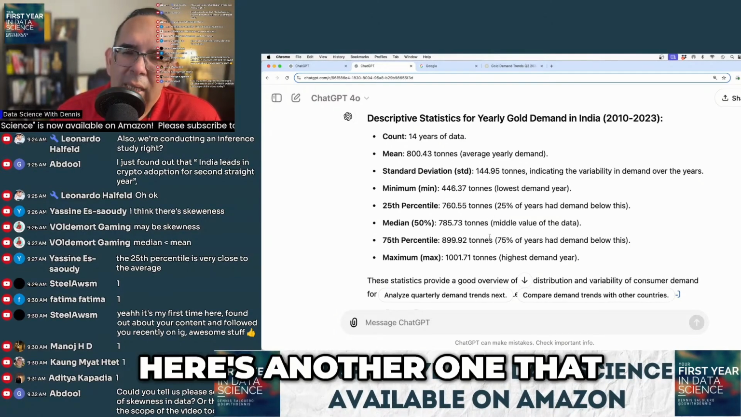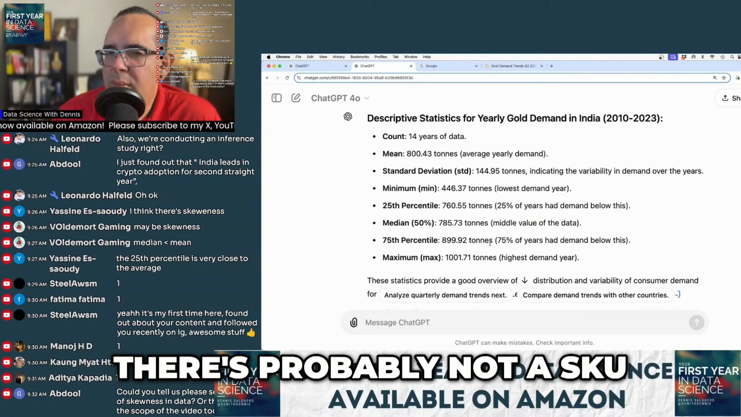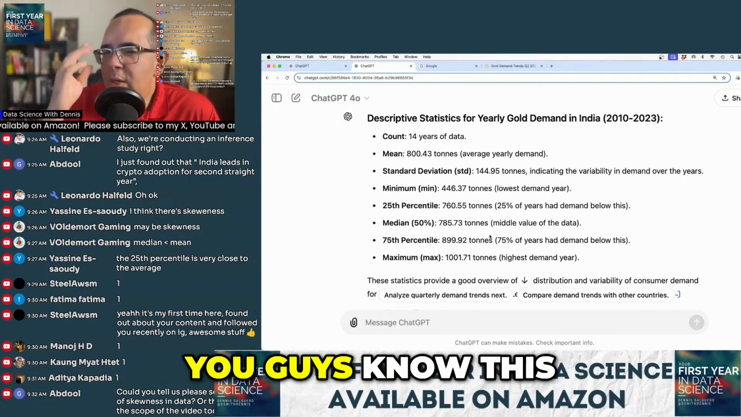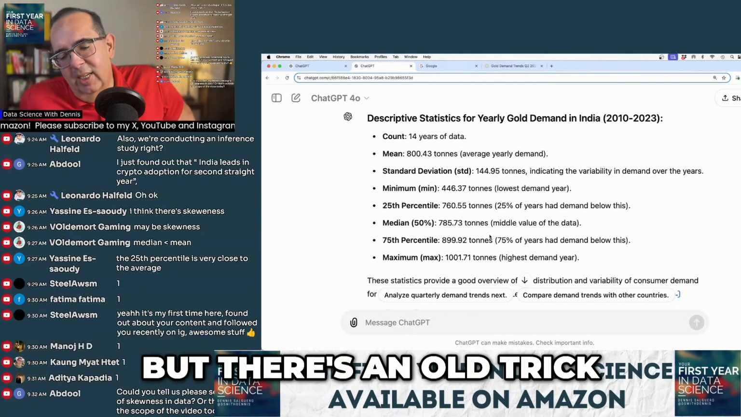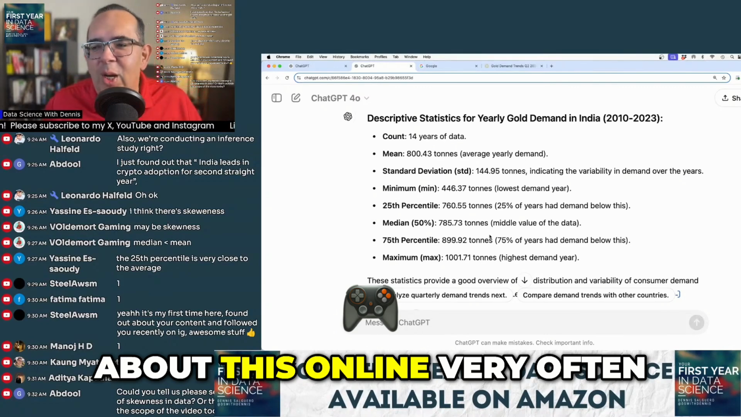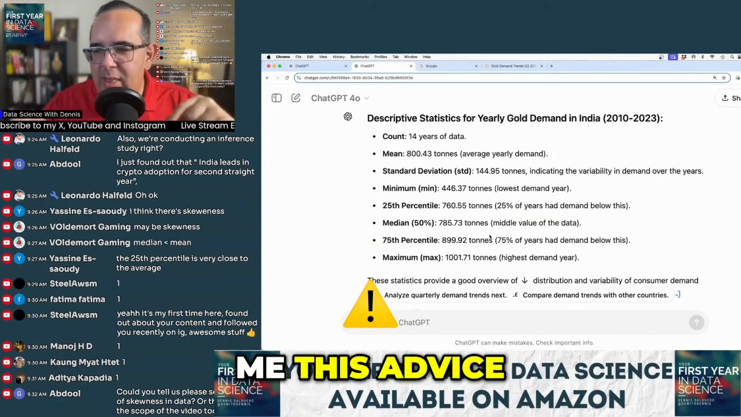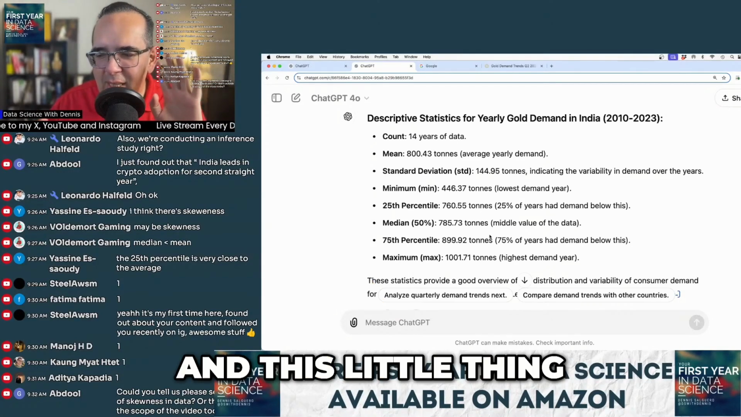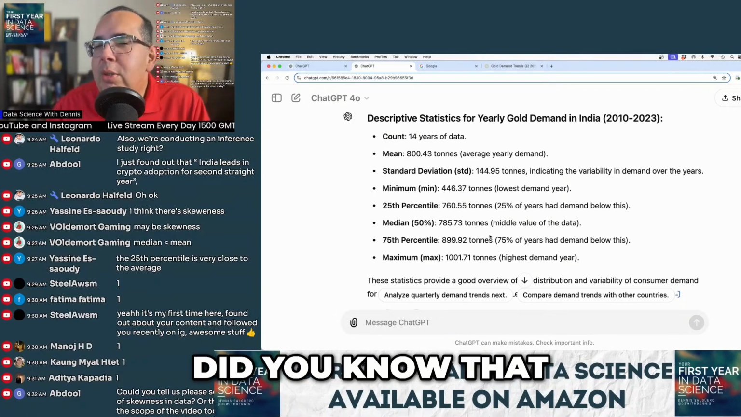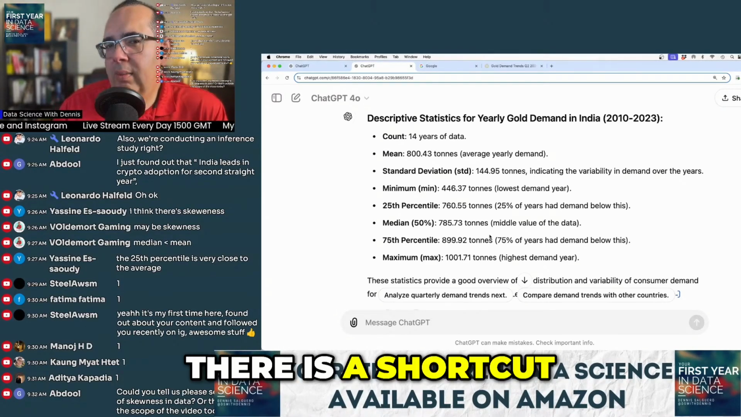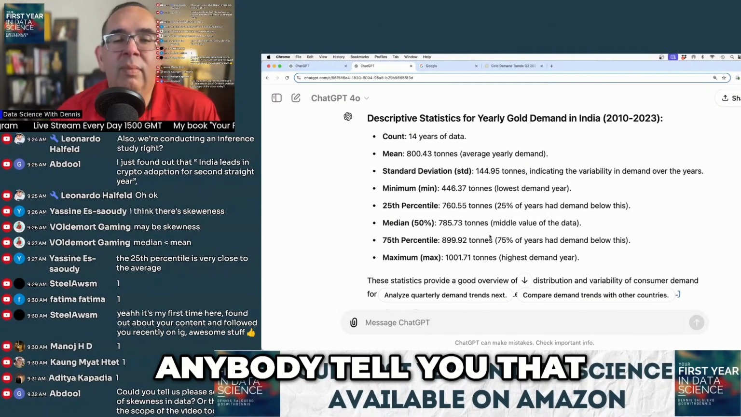Here's another one that is telling me that there's probably not a skew. I don't know if you guys know this, but there's an old trick, and I don't read about this online very often, so I think I'm giving you guys valuable advice here. Write this down. An old professor gave me this advice, and this little thing has saved me plenty of times. Did you know that there is a shortcut for finding a standard deviation? Anybody tell you that? You're not going to read about this.